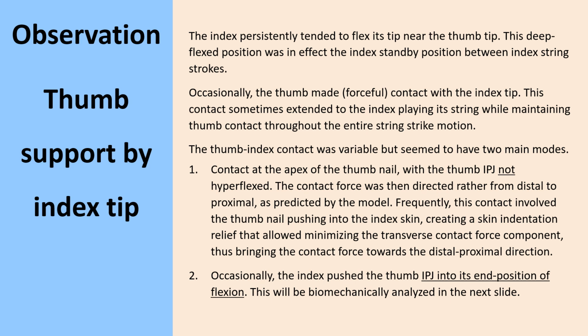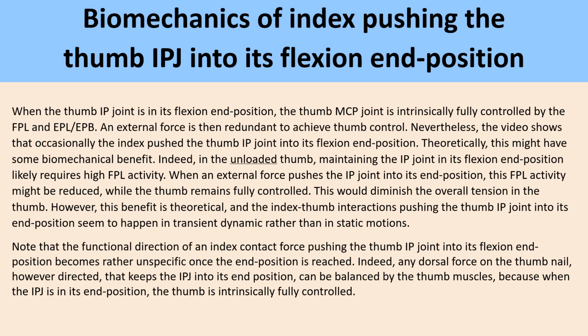Occasionally, the index pushed the thumb IP joint into its end position of flexion. This will be biomechanically analyzed in the next slide. Biomechanics of index pushing the thumb IP joint into its flexion end position. When the thumb IP joint is in its flexion end position, the thumb MCP joint is intrinsically fully controlled by the FPL and EPL-EPB. An external force is then redundant to achieve thumb control.